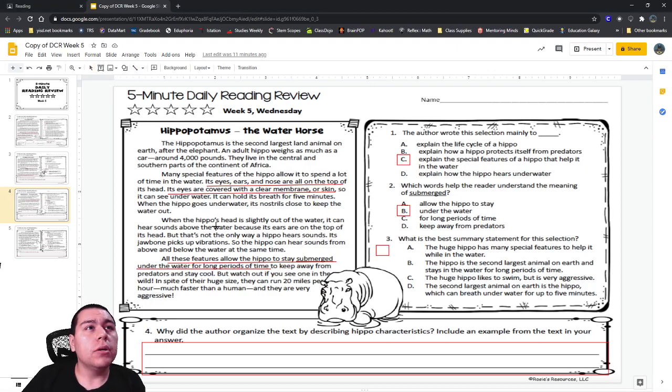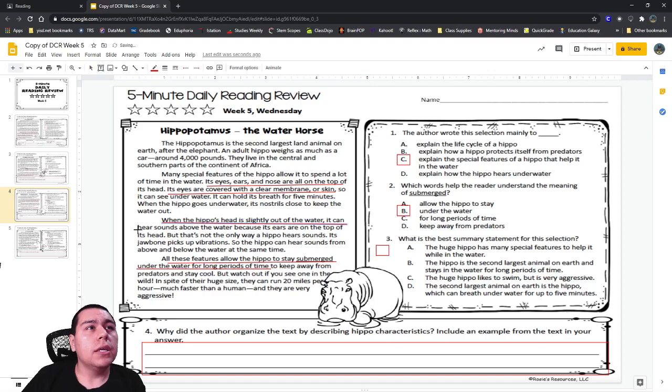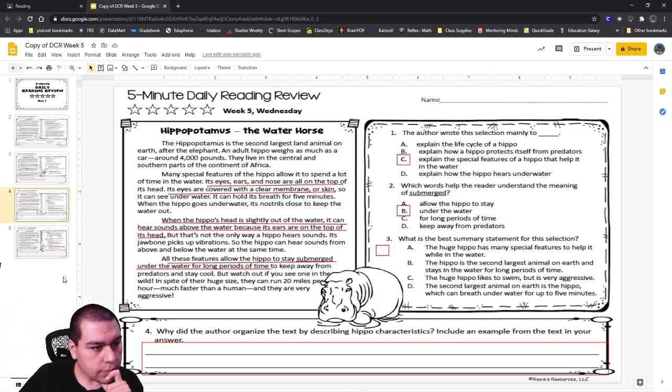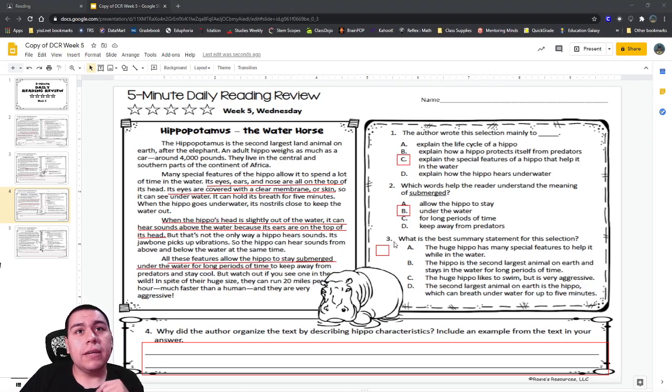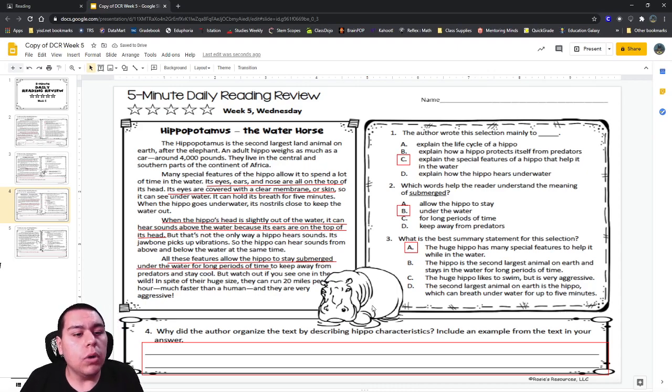Here we go. When the hippo's head is slightly out of the water, it can hear sounds above the water because its ears are on top of its head. So its ears are in the perfect spot to hear under the water and out of the water. All right, so that is definitely a very good answer choice. A. The huge hippo has many special features to help it while in the water.